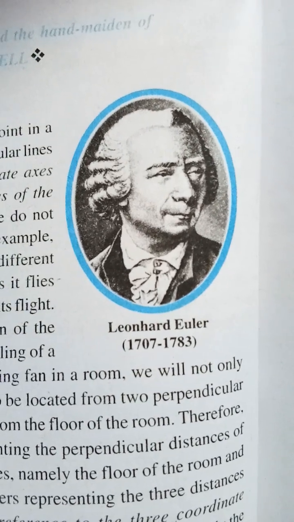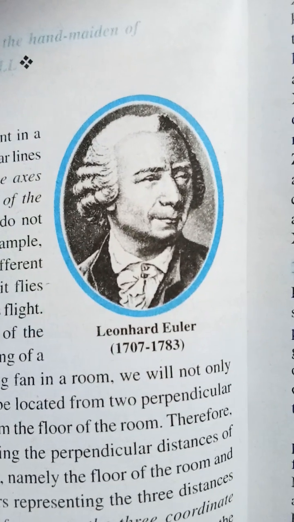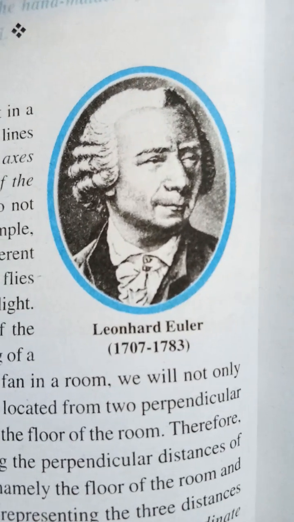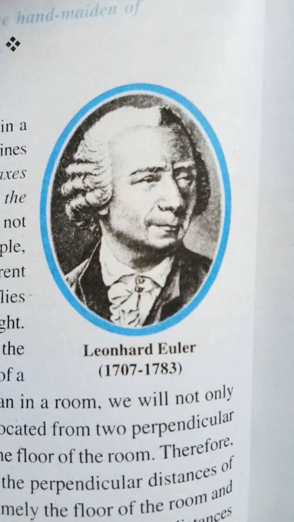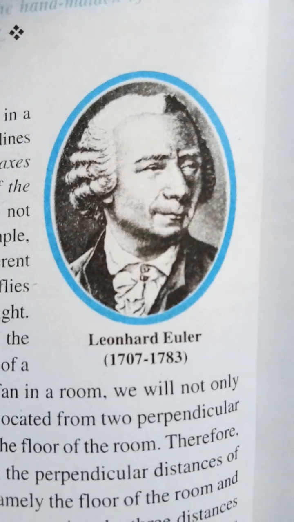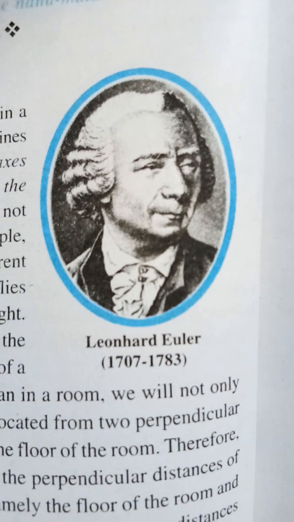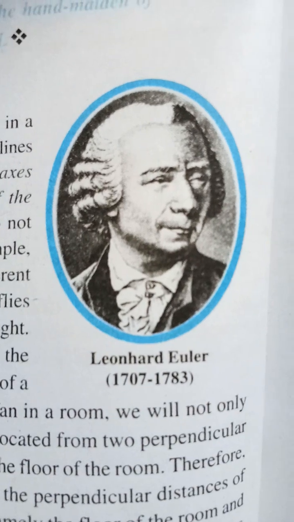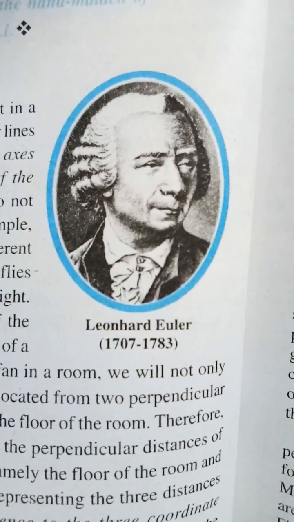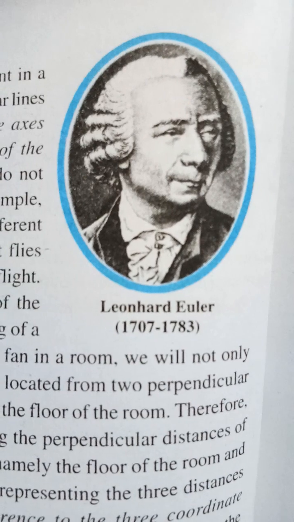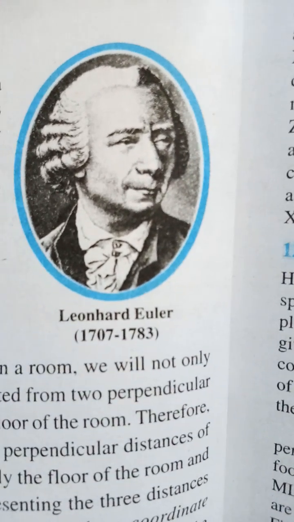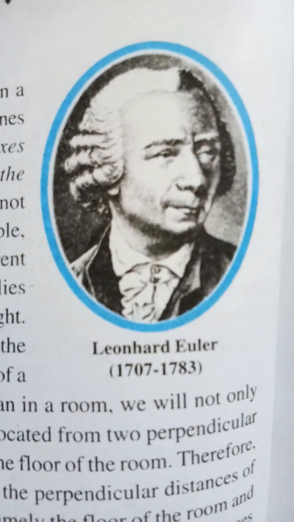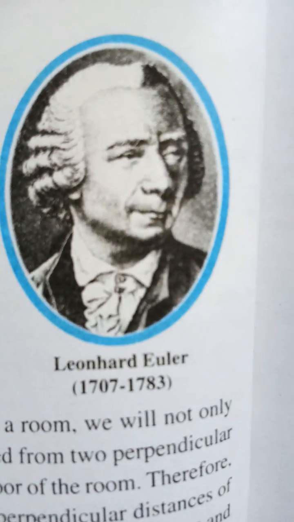Dear maths aspirants, right now I have Leonhard Euler, 1707 to 1783, and the chapter I am going to discuss is chapter 12 of plus 2 level, Introduction to Three-Dimensional Geometry. Here is the three-dimensional geometry introduction. Mathematics is both the queen and the handmaiden of all sciences.